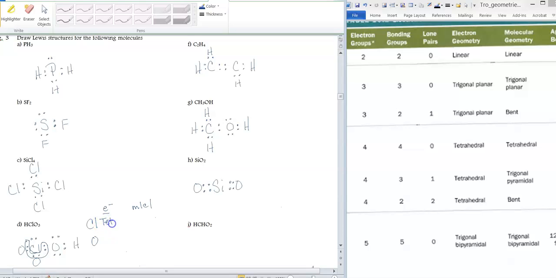So tetra, that's obviously not going to work. I don't have enough room there. Electron geometry, and then trigonal.